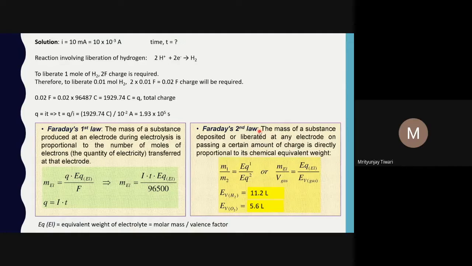And what is the law of chemical equivalence? If a chemical reaction is happening, all the substances that react, react in a 1:1 proportion of their equivalent weights, or the number of equivalents. So one equivalent of one substance will react with one equivalent of another substance in all chemical reactions.